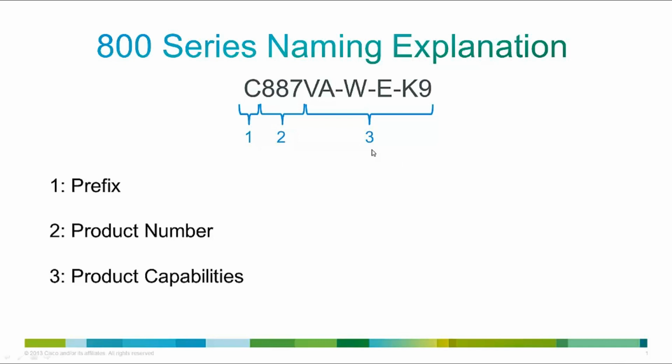Cisco ISR 800 series naming explanation. The name consists of three parts. First, the prefix, second, the product number, and at the end you find the product capabilities.